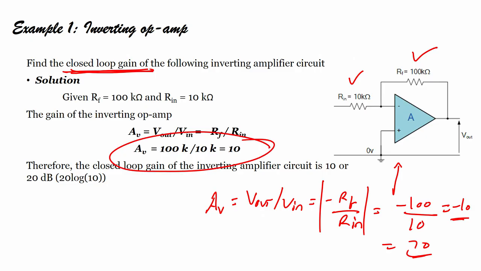So, if I want to understand the closed loop gain, my closed loop gain of the inverting amplifier circuit is 10 or 20 dB, or 20 log 10. So, this is how I can understand my inverting amplifier. Let us see one more example.